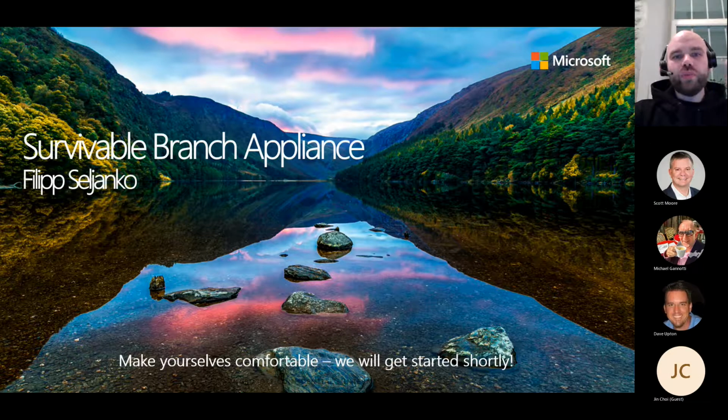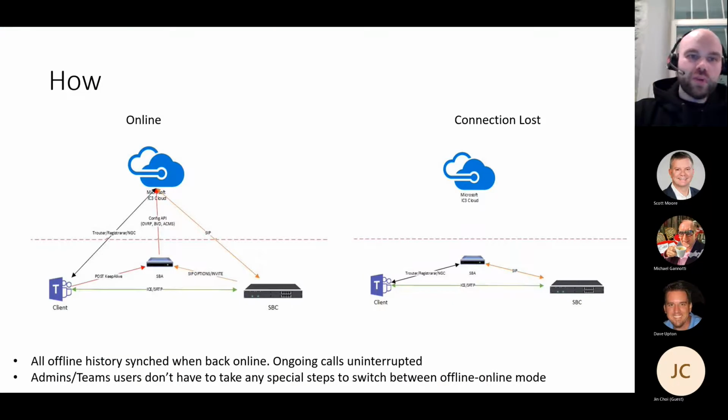In essence, when we talk about how it operates during normal operations, as you can see, the SBA is in the middle between the Teams client on a user's machine or phone, or even a Teams phone, and the session border controller. It's connected to the cloud and constantly updates the configuration for the local users in this site. The essential thing is that the SBC needs to be on site and the users in this site need to be configured for the SBA.